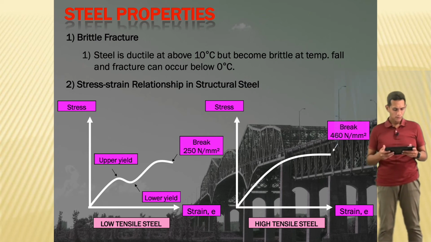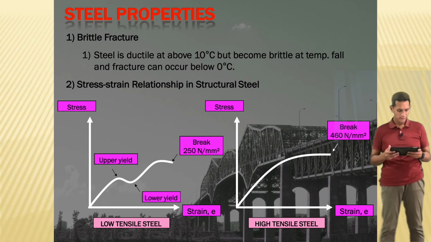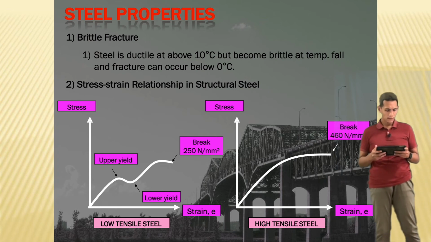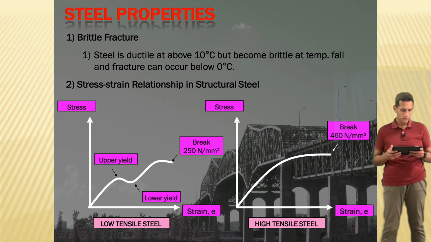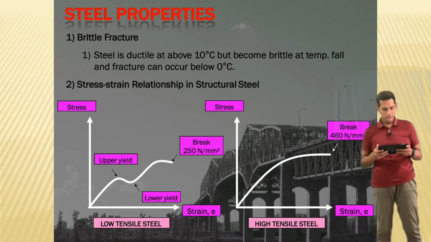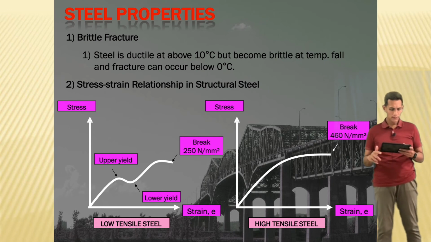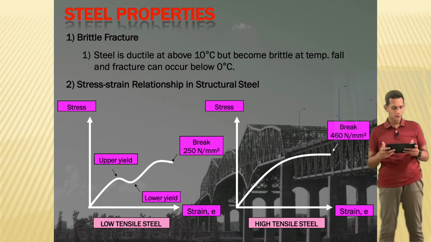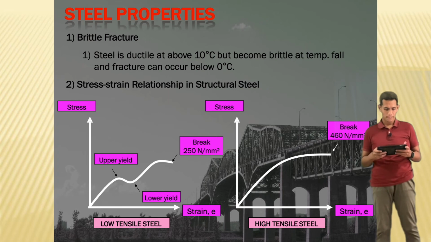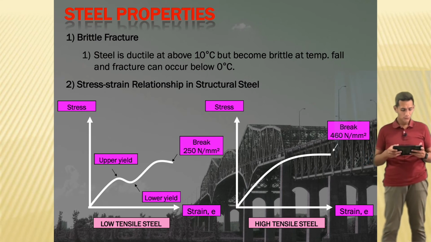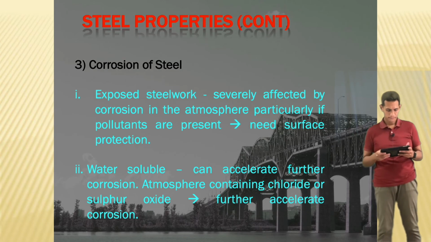Stress reaction in structural steel. We have shown in the figure low tensile steel and high tensile steel. For low tensile steels, we have an upper yield, and then it goes down to a lower yield, and then it breaks at 250 Newton per mm square. For high tensile steel, it goes up at the beginning of the load, and then it breaks at 460 Newton per mm square, much higher than low tensile steel. So the figure is basically stress against strain for both low tensile steel and high tensile steel.